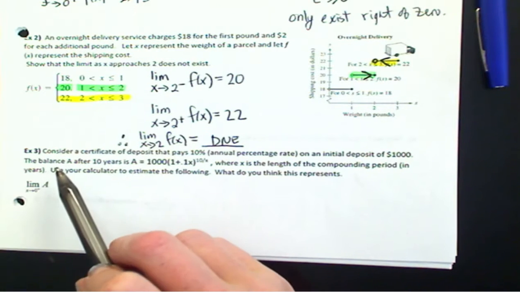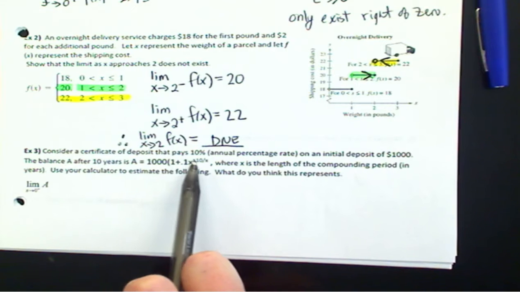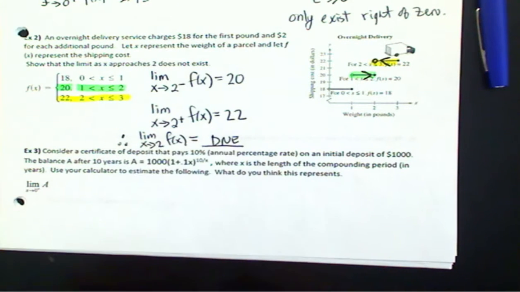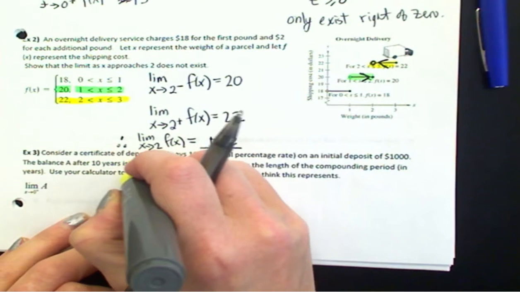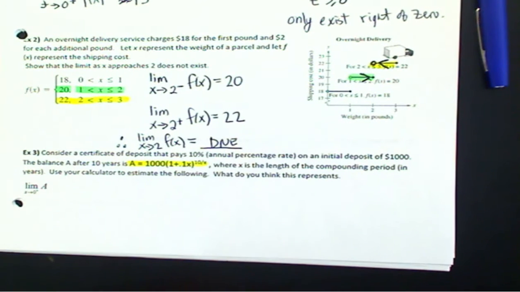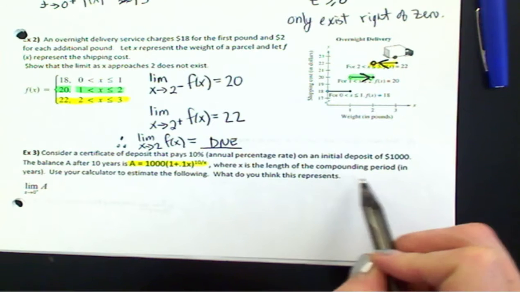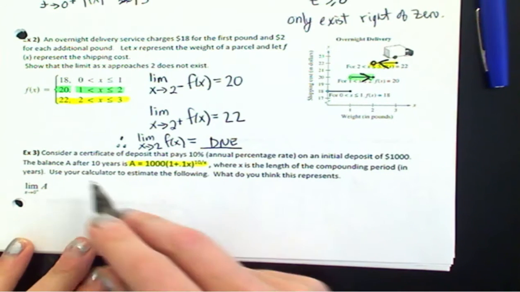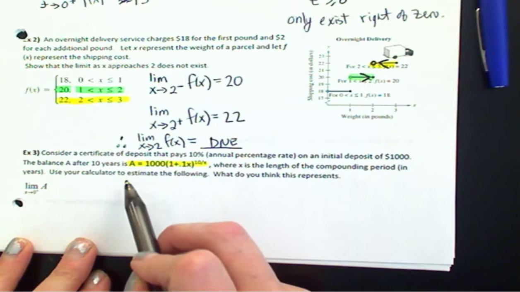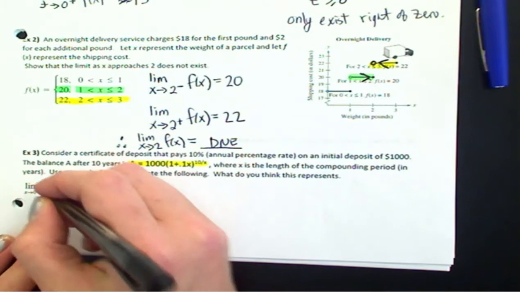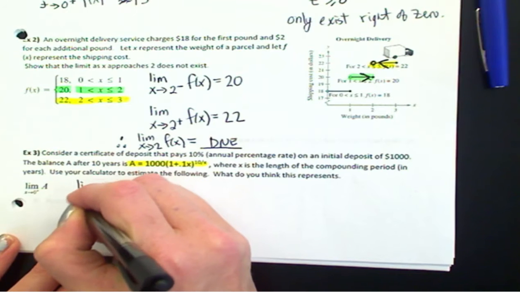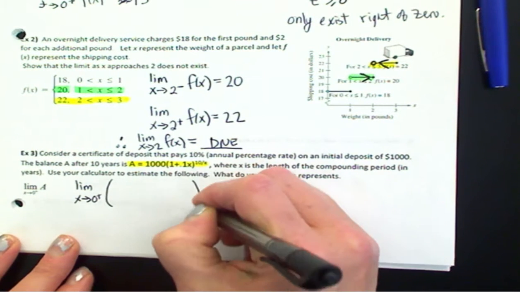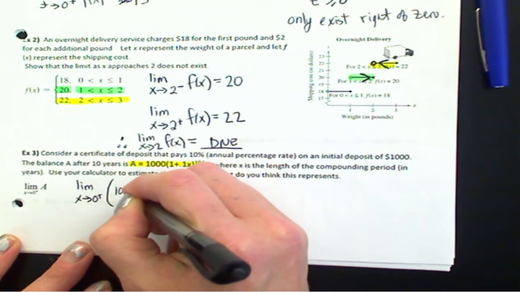Okay, so consider a certificate of deposit that pays 10% on the initial deposit. There is your function. Here is what A is, where x is the length of the compounding period. What do you think this represents? So use your calculator to estimate the following. Find the limit as x approaches 0 from the right, and I'll just plug in the function here.